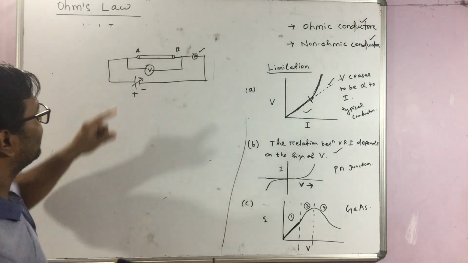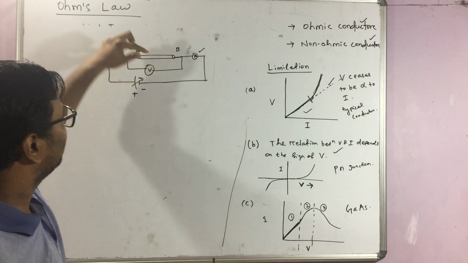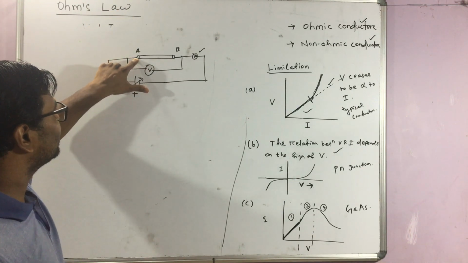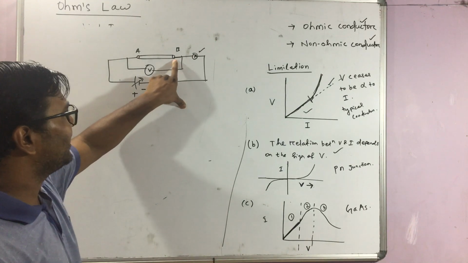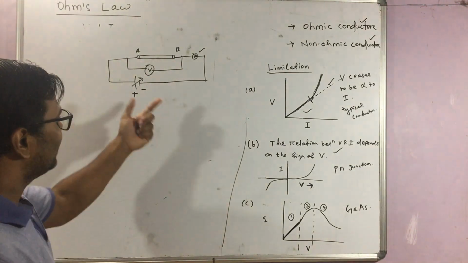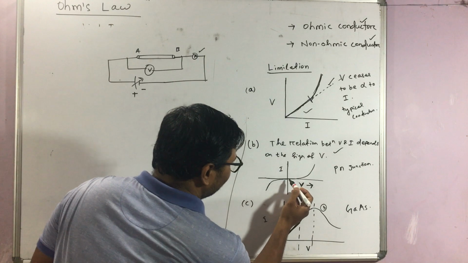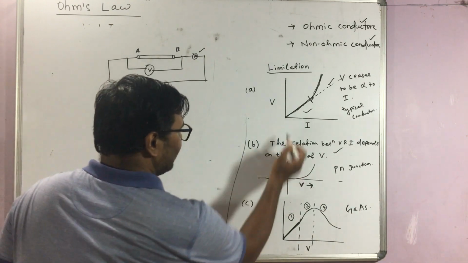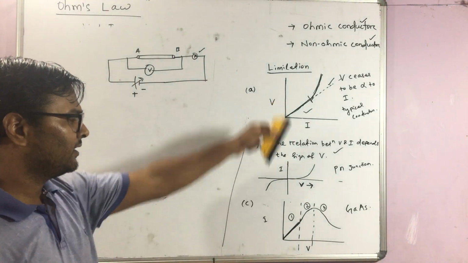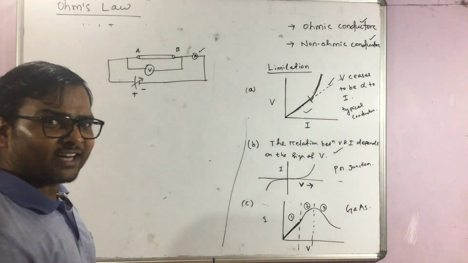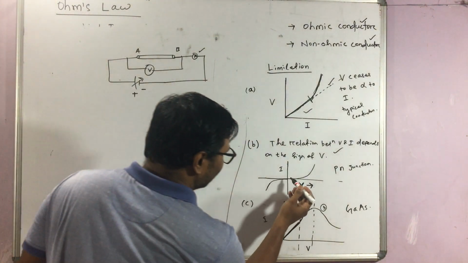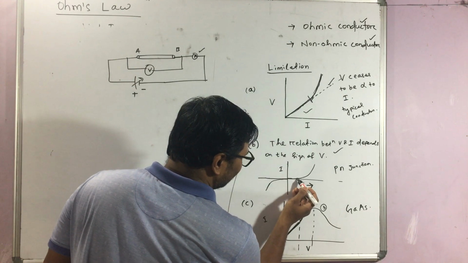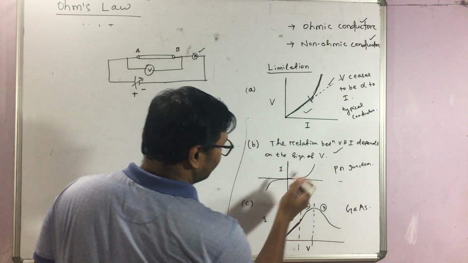So what I am doing is, the positive end is connected to the end A of the conductor and the negative end is connected to the end B of the conductor. In that case, let us say in the graph, V is in the positive direction and I is your current on that axis. If you plot a graph in the forward direction, what are you getting? The graph is almost constant up to this point and the graph is non-linear here.